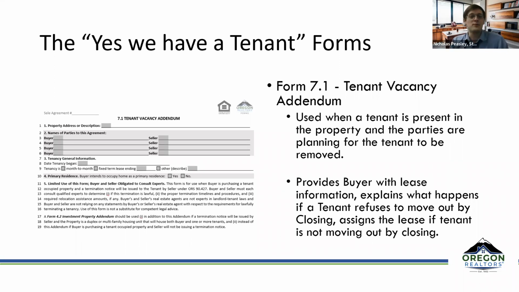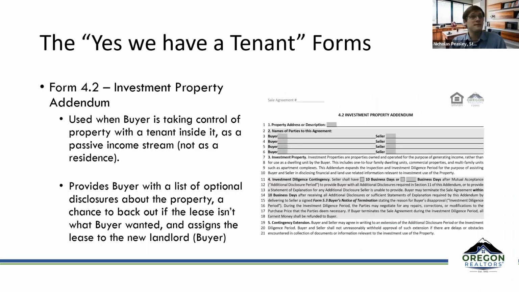This document provides the buyer with the lease information and explains what happens if the tenant refuses to move out. That sometimes happens. There's a process for that. It's not an exceptional process. It's basically, well, buyer, you're a landlord now, so rights and obligations of the landlord are what they are, or you terminate the contract because the tenant didn't move out. It also assigns the lease if the tenant is not moving out or refuses to move out by closing. So we have that language in there.